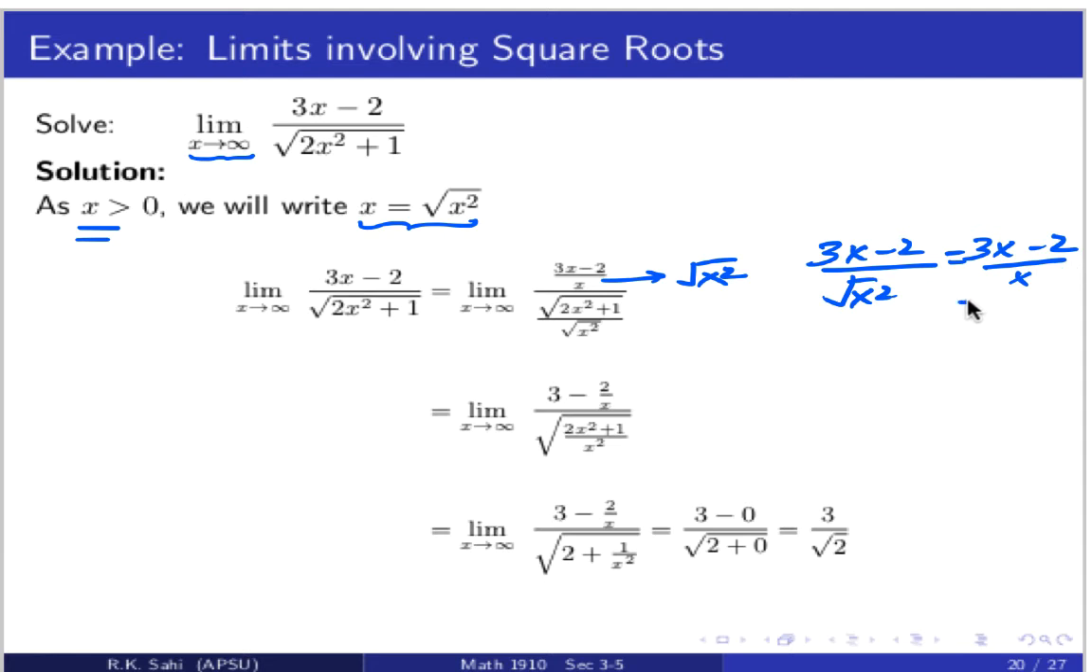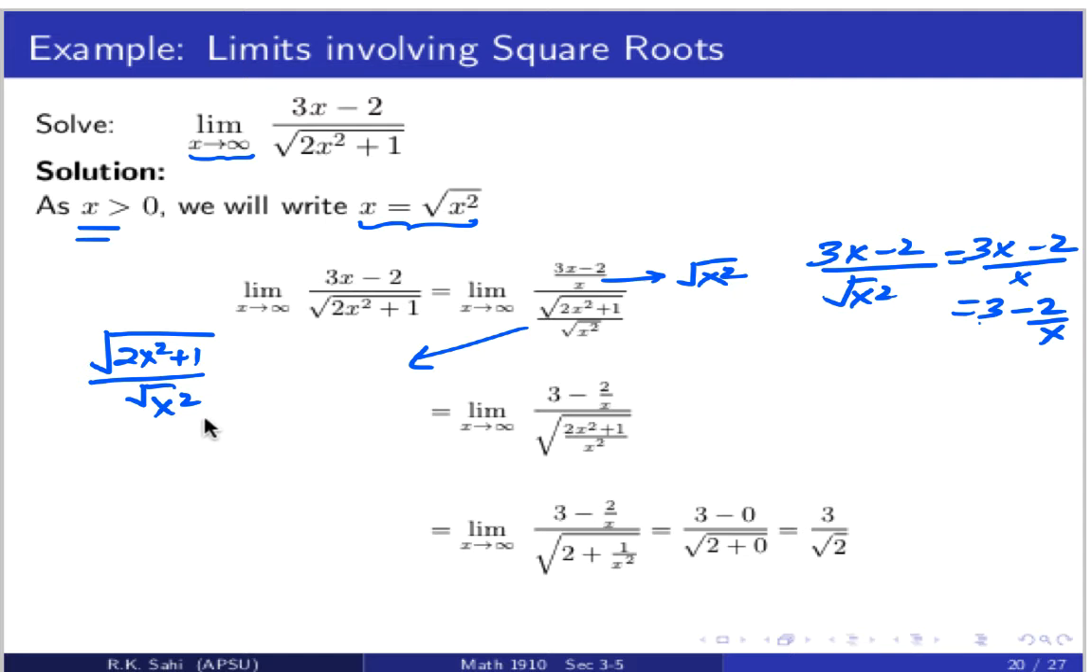When you solve this one, what are you getting? 3 minus 2 over x. That's what we have here. Now let's look at the denominator part. We have the square root of 2x squared plus 1 over the square root of x squared.